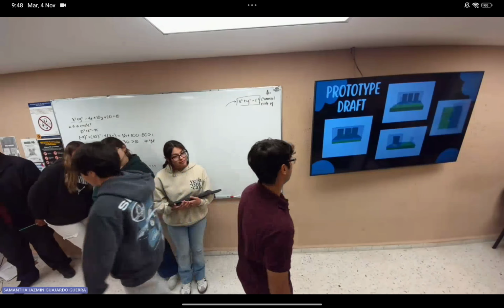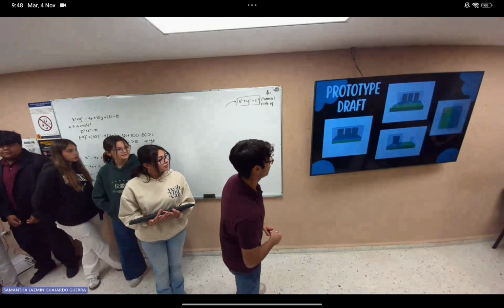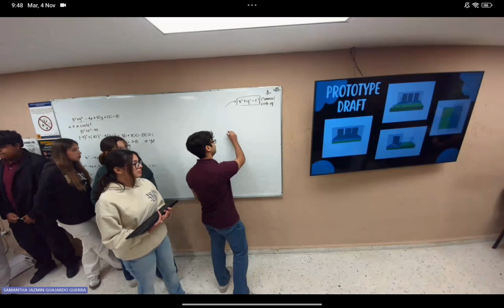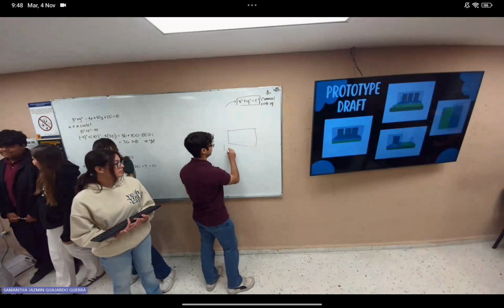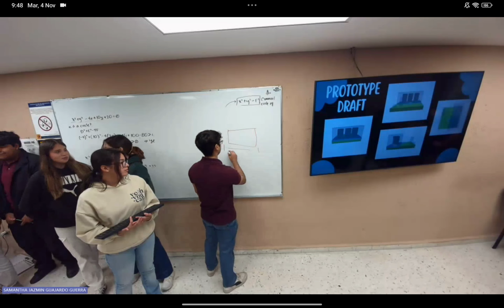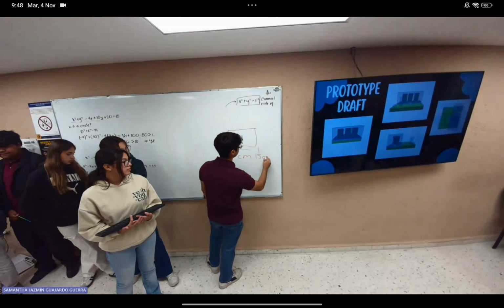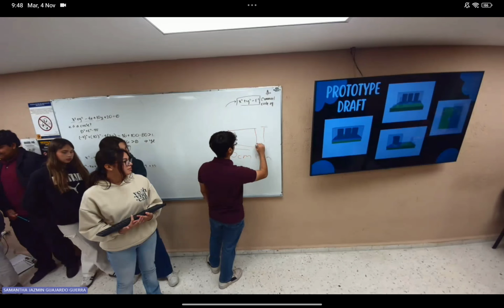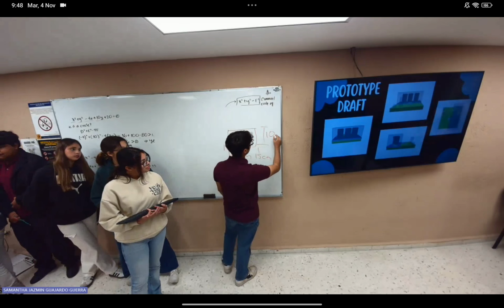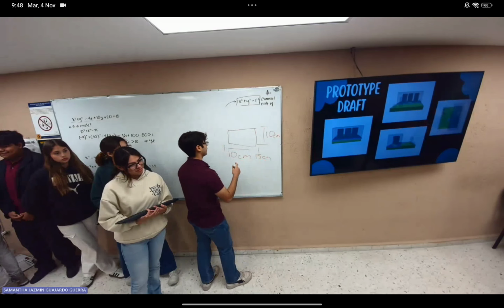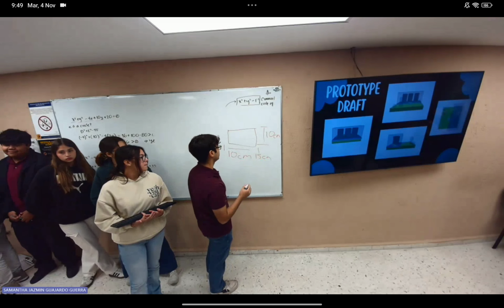Well, the prototype. We need to understand the project of the prototype. We understand it's a rectangle. That rectangle is very small. The length of the rectangle is 10 centimeters or 15 centimeters, and the height of the rectangle is 5 or 10 centimeters. Well, the rectangle we have needs 3 cylinders.